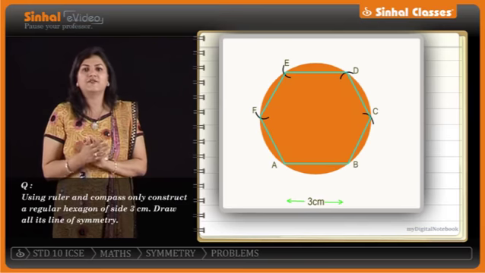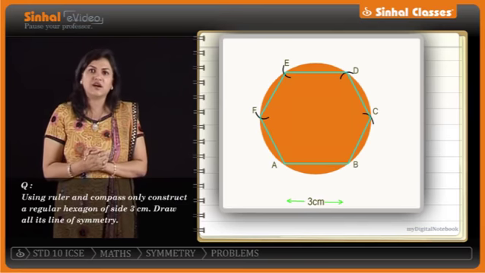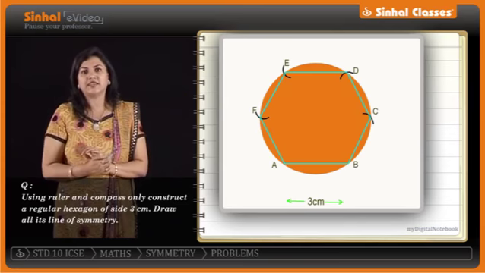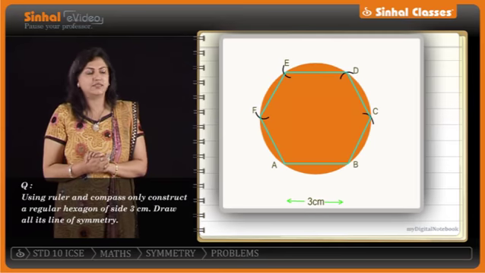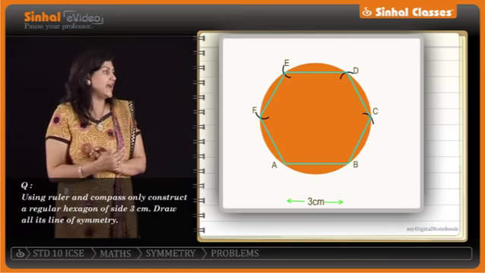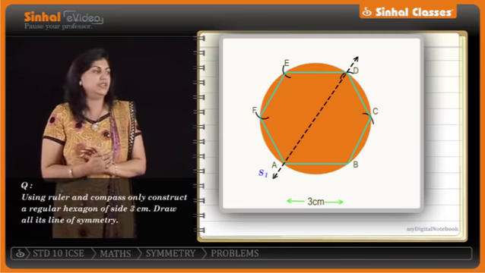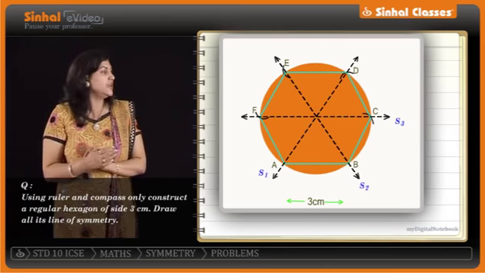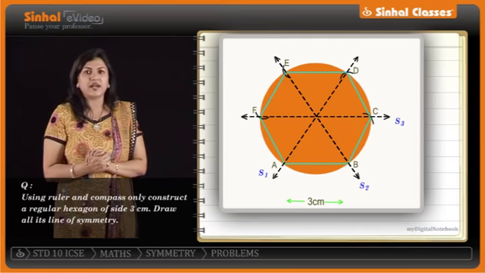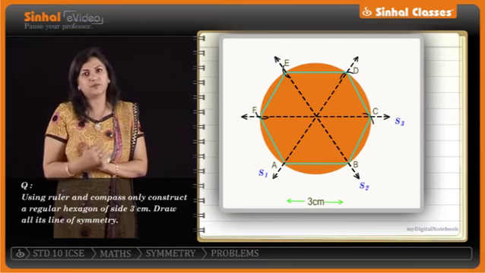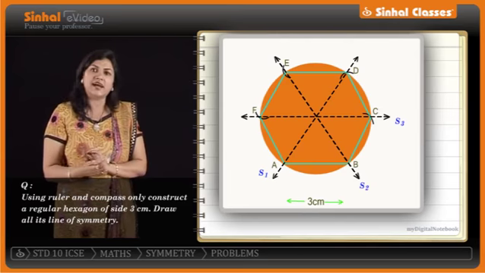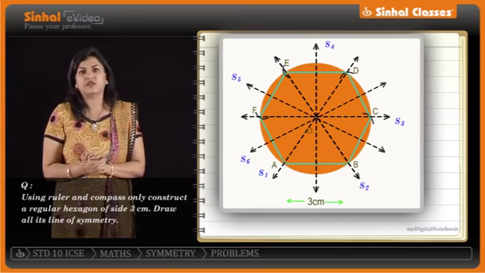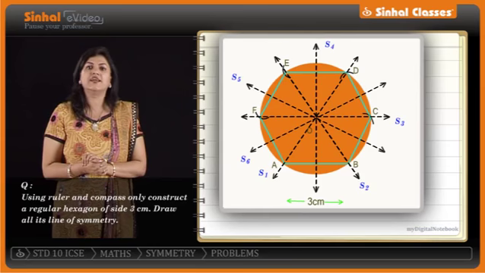We know that for a hexagon, the lines of symmetry are the perpendicular bisectors of the opposite sides and also its diagonals. So we join the diagonals AD, BE and CF. They are the 3 lines of symmetry. Now also draw the perpendicular bisectors of the opposite parallel sides. We will again have the 3 lines of symmetry. So a regular hexagon will have 6 lines of symmetry.